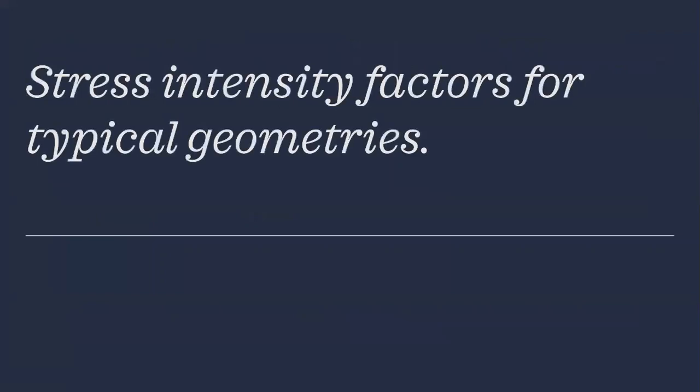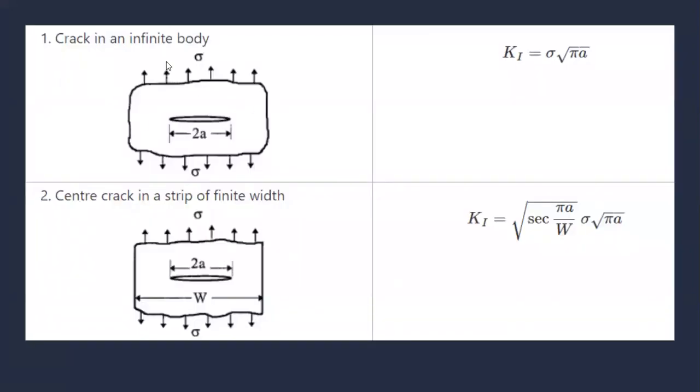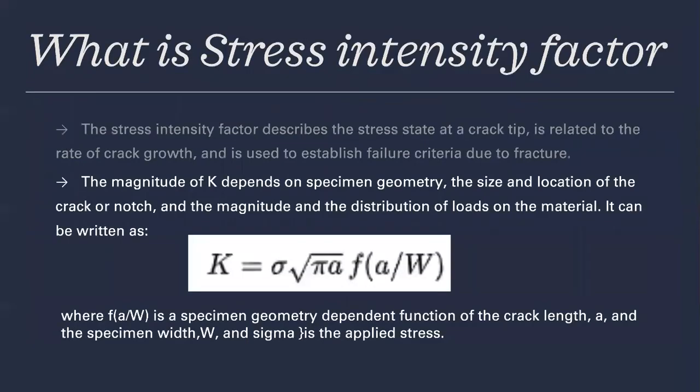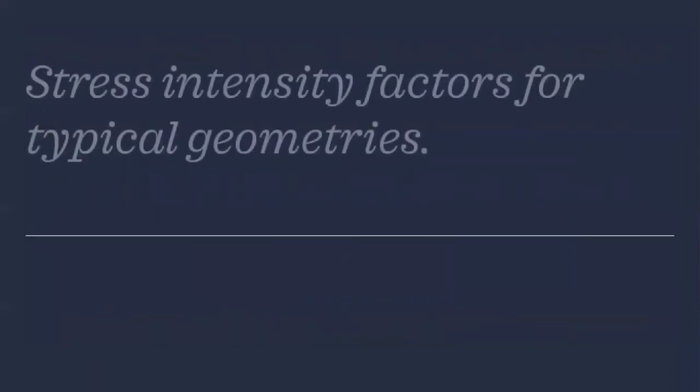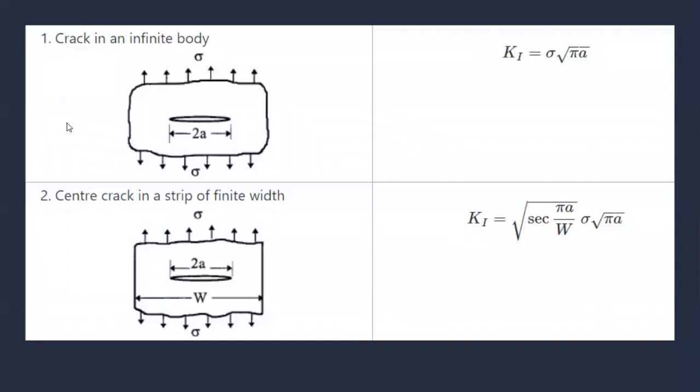Stress intensity factor for typical geometries. Let us go through the typical geometries. See this. This is an infinite body, and there is a crack of length 2a. Due to this geometry, as we discussed briefly before, the equation for the stress intensity factor is K is equal to sigma root over pi a times f of a by W. So this is the one: K_I is equal to sigma root over pi a, where f of a by W is equal to 1. So this is the stress intensity factor.